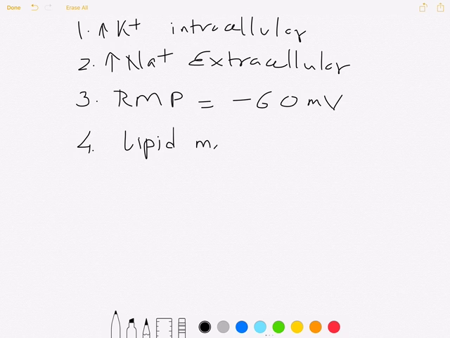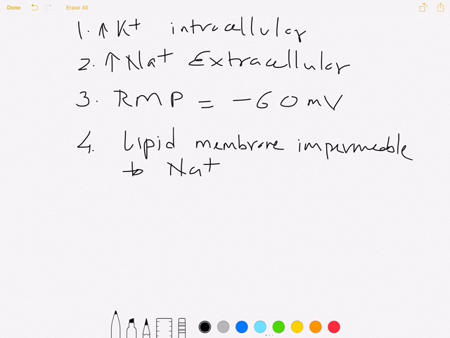Lipid membrane, impermeable. That is, it's like a wall, a brick wall to sodium. So sodium from extracellular space cannot go intracellularly in a resting state.